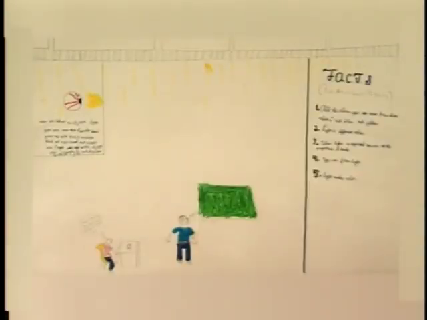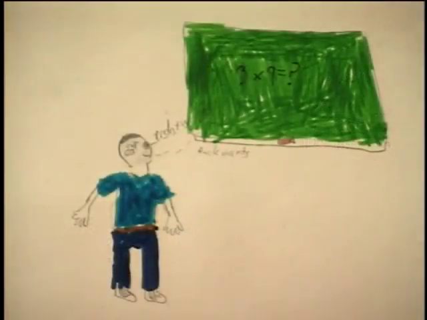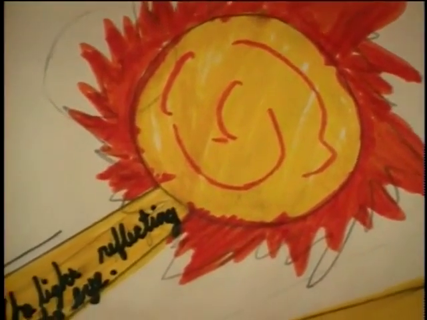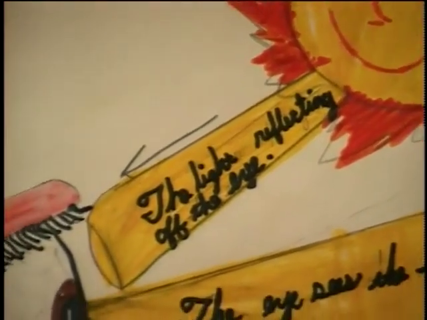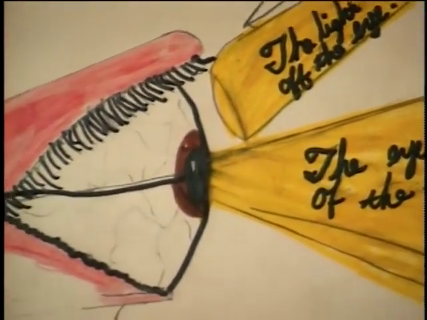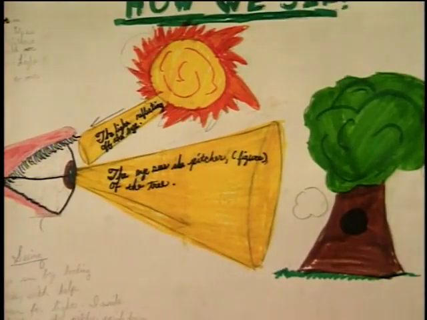Let's take a closer look at their posters. All the children said that we need light to see, but they didn't always make that connection in their poster. John imagines vision as looking out and then getting light back from the object. Crystal has the idea that the light from the sun goes to the eye and then from the eye to the tree.